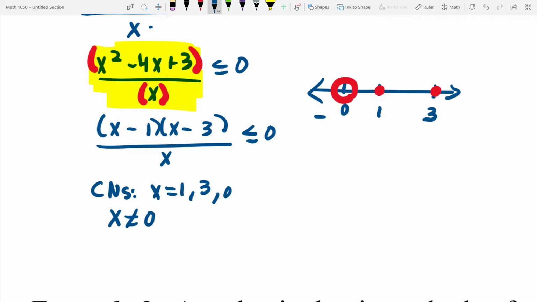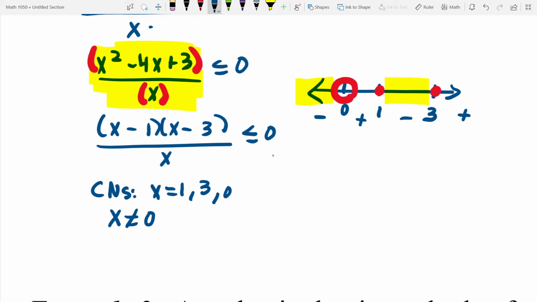Between 0 and 1, 0.5. 0.5, store, enter, up, enter, and you get a positive. Next one, 2, store, enter, up, enter, and you get a negative. To the right of the 3, 4, store, enter, up, enter, and you get a positive. Less than 0 means negative. That would be here and here.